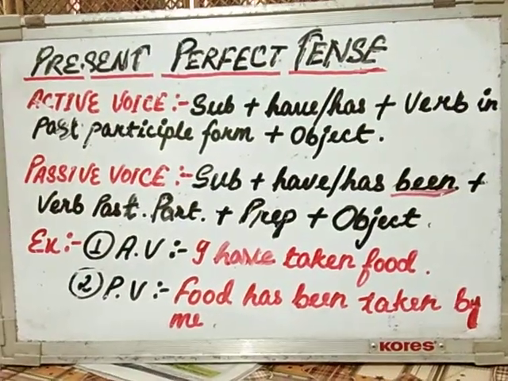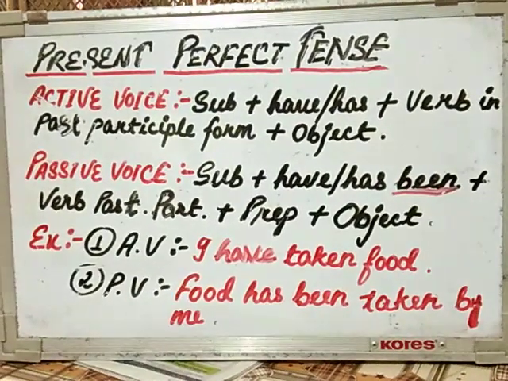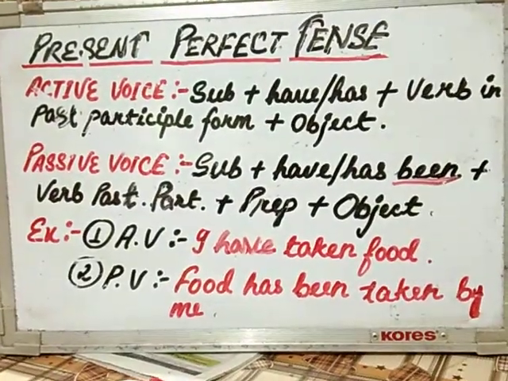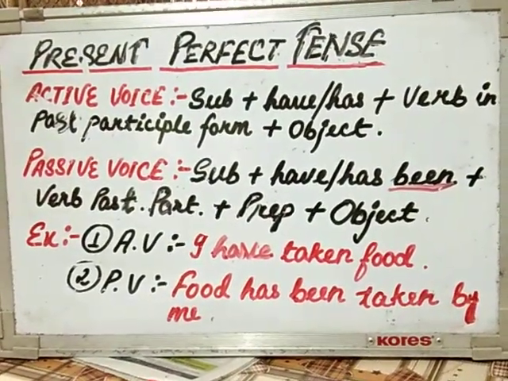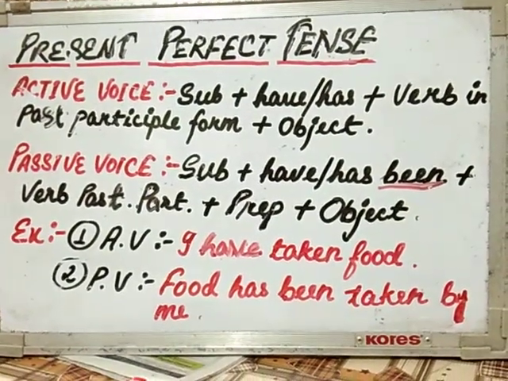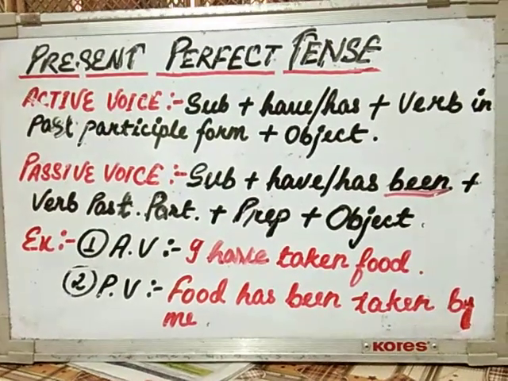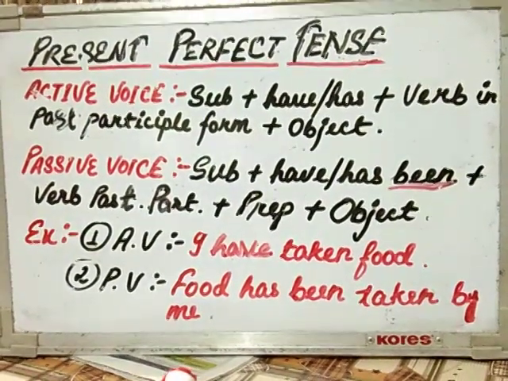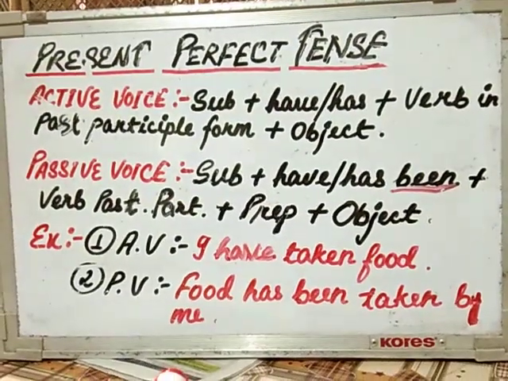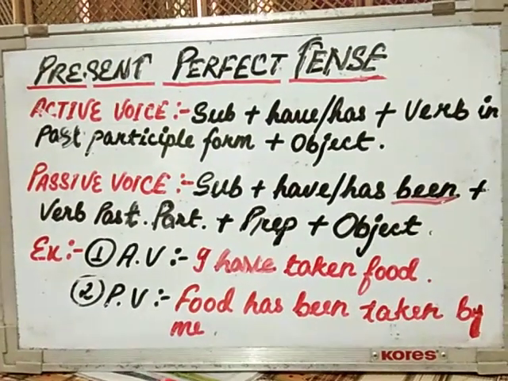I have already given you two classes on these voices. So today I am going to give you the third class. First, I gave you how to change from active to passive in simple present, simple past and simple future. Then I gave you the present continuous and past continuous forms. And now today I am going to give you how to change from active to passive in present perfect tenses.